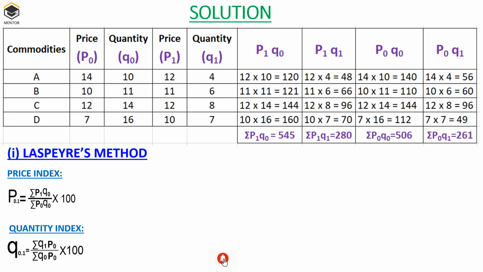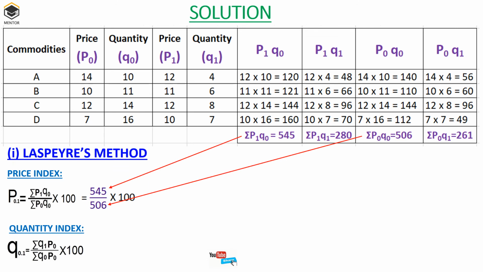Okay, all this we have here under Laspeyres and Paasche method. Under the Laspeyres method, we have the price index and quantity index. So I'm going to do the calculation here. The P1 Q0 value I have here is 545. The P0 Q0 value I have here is 506. If I divide these two and multiply by 100, I will get the final answer, 107.7.